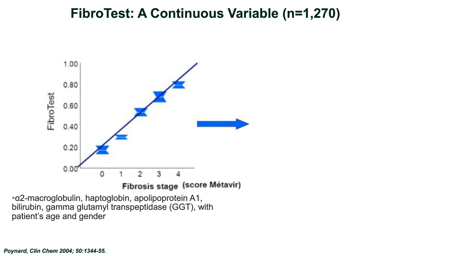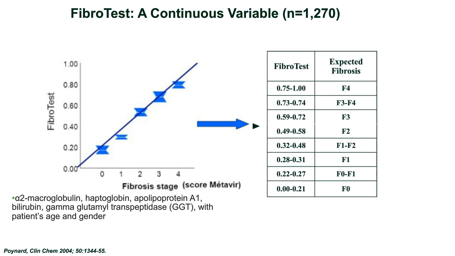And as you can see here, you can create a score with the FibroTest on the y-axis and the fibrosis stage on the x-axis, and you can get a fairly linear estimation of the level of hepatic fibrosis. You can see here, again, the FibroTest ranges. So if your FibroTest is 0.75 to 1, its expected fibrosis is F4. If you are, say, 0 to 0.21, it's F0 fibrosis. And you can see this test is relatively linear in its performance for assessing hepatitis C.